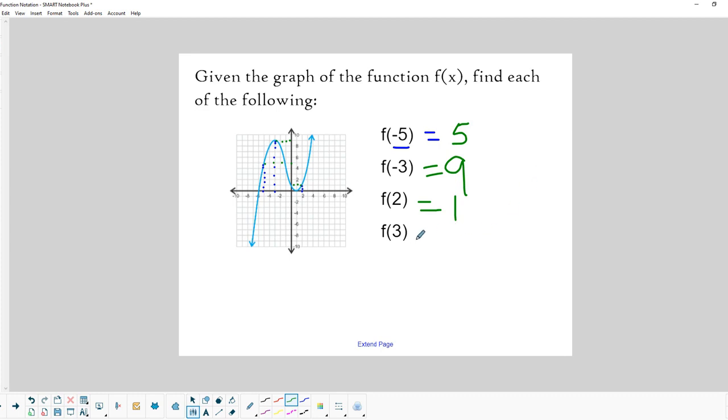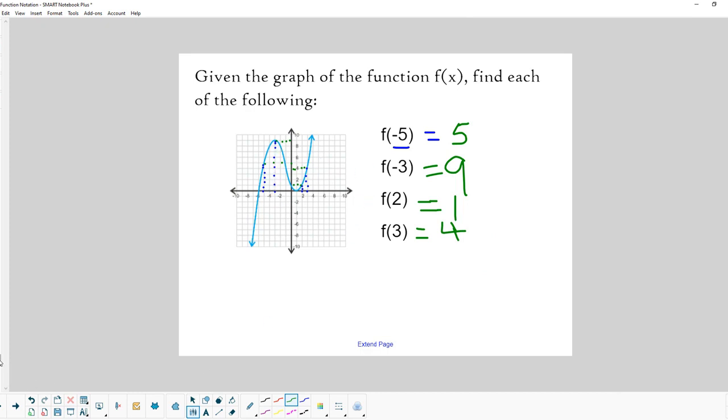So the last one, what about an f function value of f of 3? So let's go over to 3, and then go up, and we hit right there, and you can kind of tell if you go to the left, that would equal a y value of 4. So there you go. There's our function values, and all we have to do is look at the graph to figure those out.